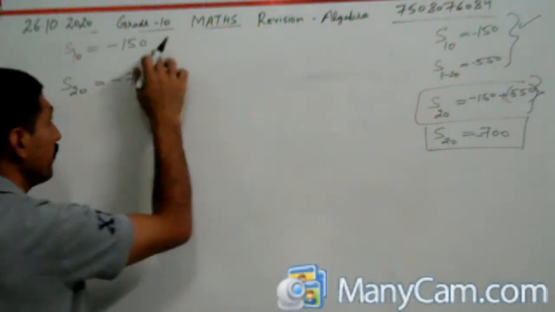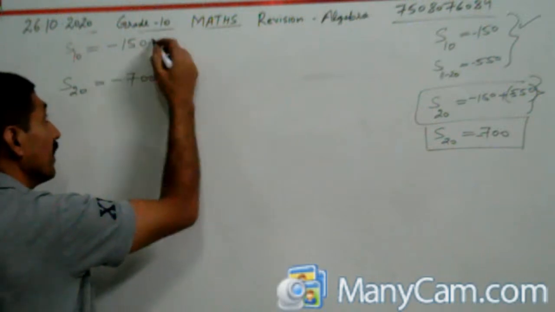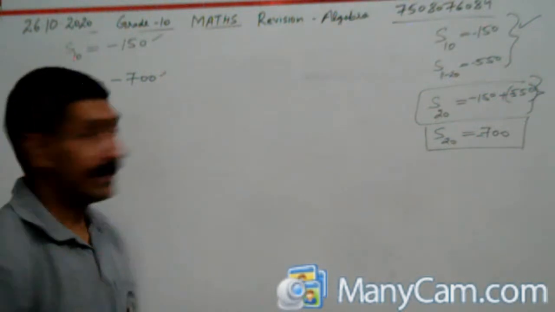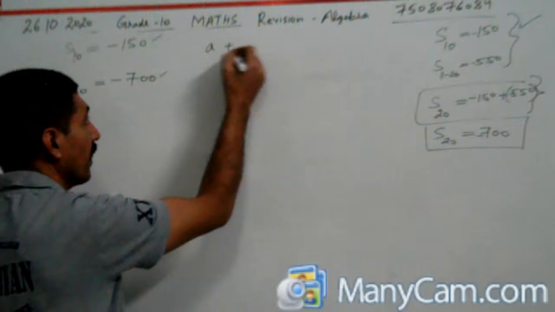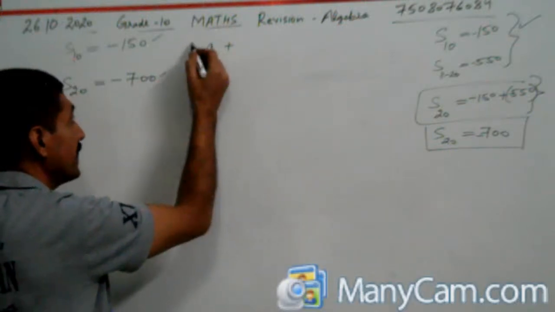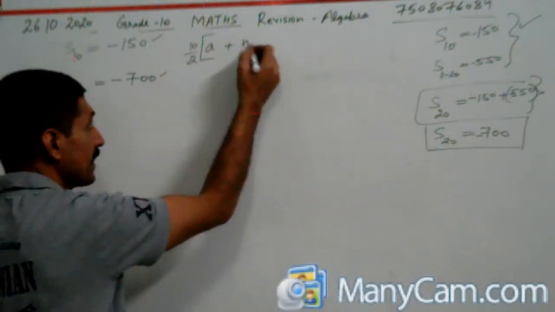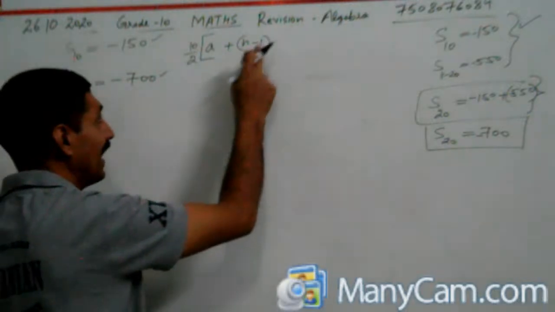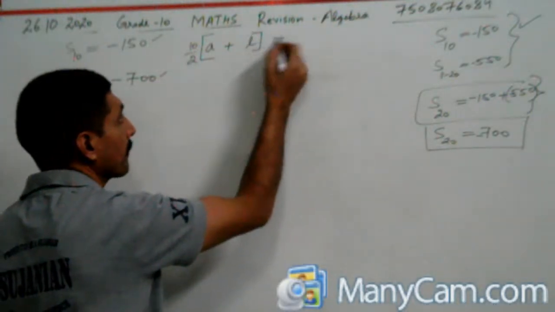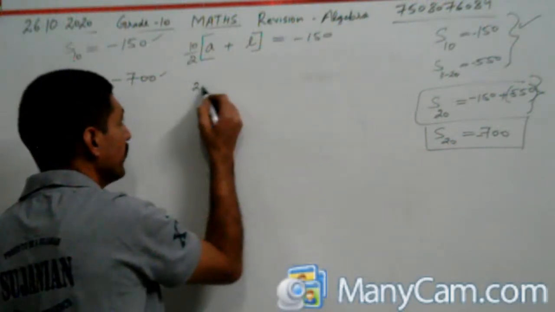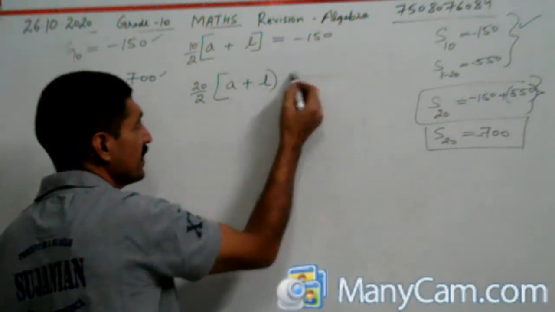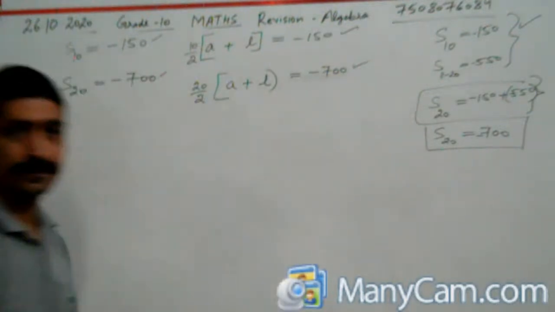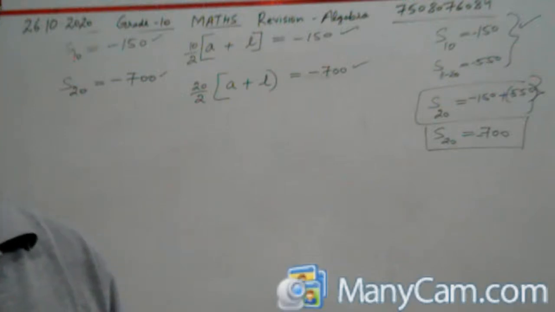So here we can frame, what is the sum of n terms? It is n by 2, n is 10 by 2, a plus n minus 1 into d, right? Or we can consider it here as the last term, a plus l, that is minus 150, and another is 20 divided by 2 into a plus l. This is in two variables. Same like x and y, we have the variables a and l. We can find first term and then we can find the last term also.